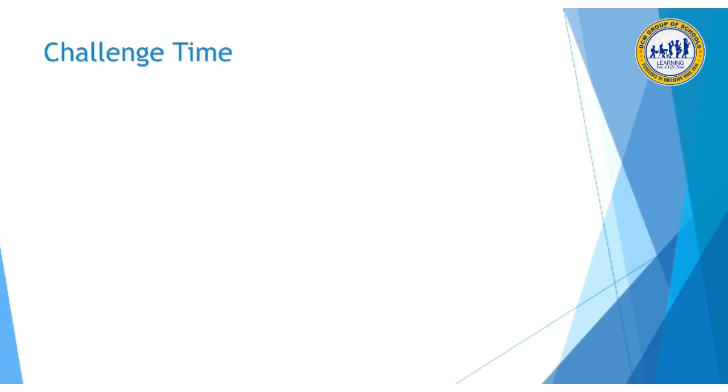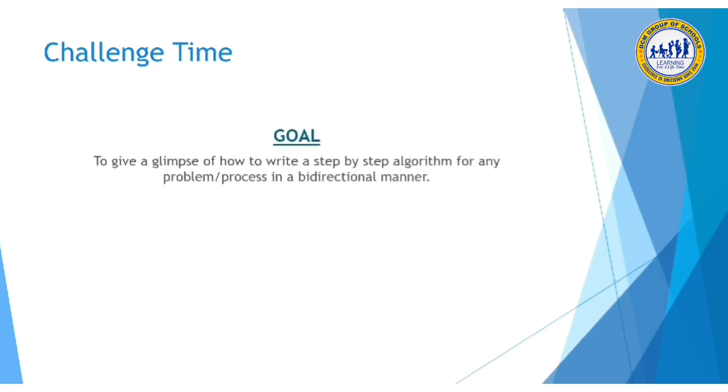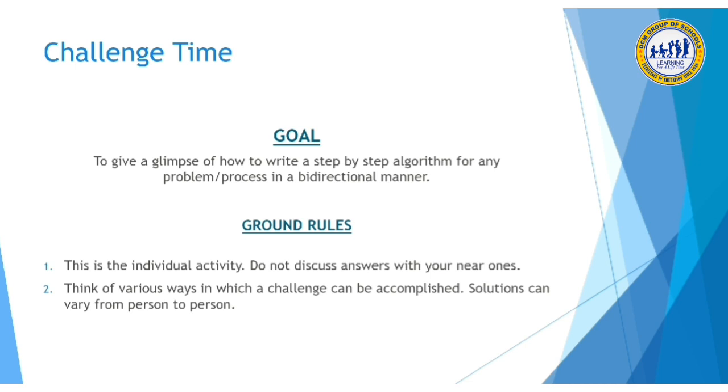Now it's time for a quick activity. The goal of the activity is to understand the way to write a step-by-step algorithm for a problem. Before we jump into the exercise, let us go through the ground rules. The first rule is, this is an individual exercise, don't discuss with anyone. Second, think about different ways in which it can be done. The solution may vary from person to person.